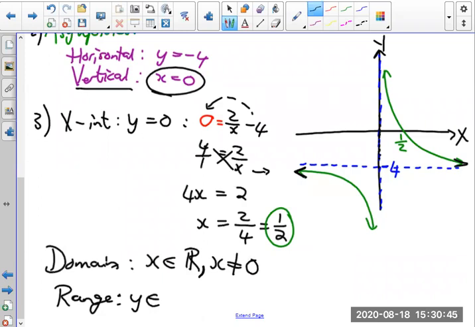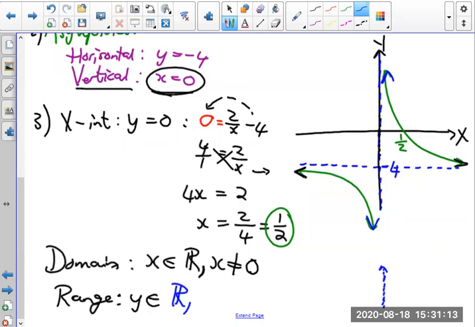So domain is x element of R, but x not equal to the asymptote value, x not equal to 0. And the same for the y values. If I come from the left-hand side, from the negative infinity side, can you see that this graph comes from negative infinity? And it carries on to positive infinity. So the range is y element of all the real numbers.